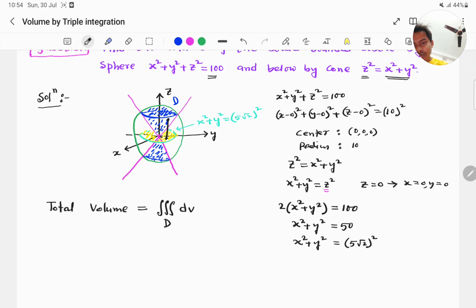Now what should we do? We join them. So let's say this point is P point and the projection is called Q point. Now this will make some angle with the x-axis. So this angle, let's say theta, and this length from the origin we call r. Now if we move the point P on the solid, then theta will move from 0 to 2 pi and r will move from 0 up to the radius 5 root 2.